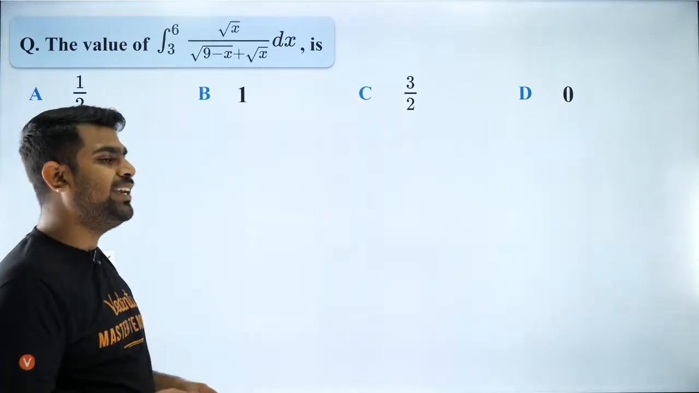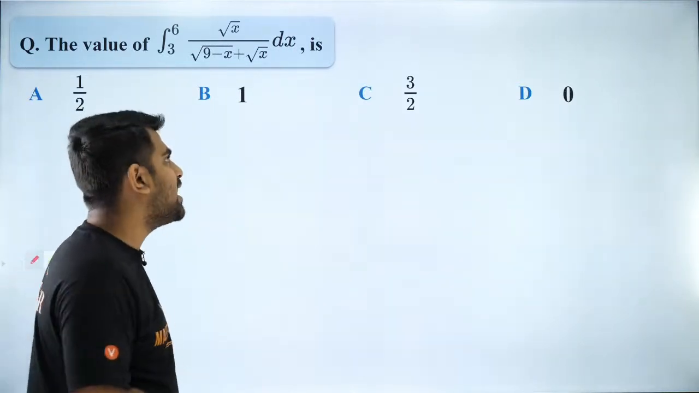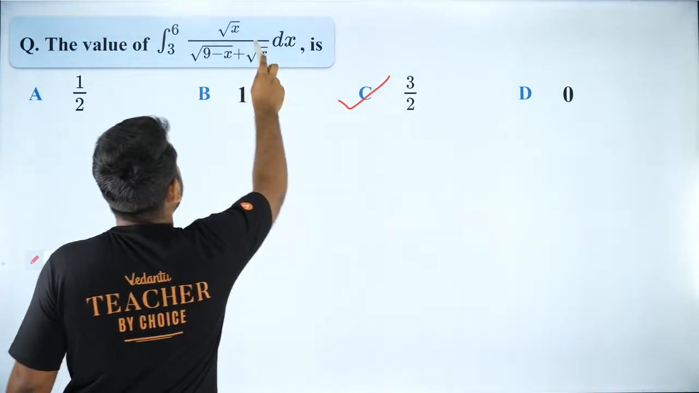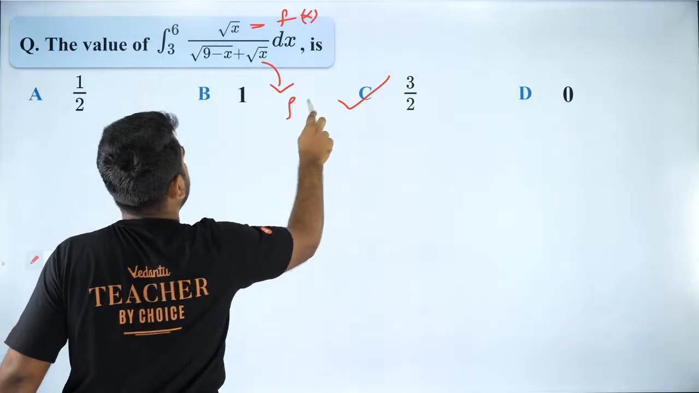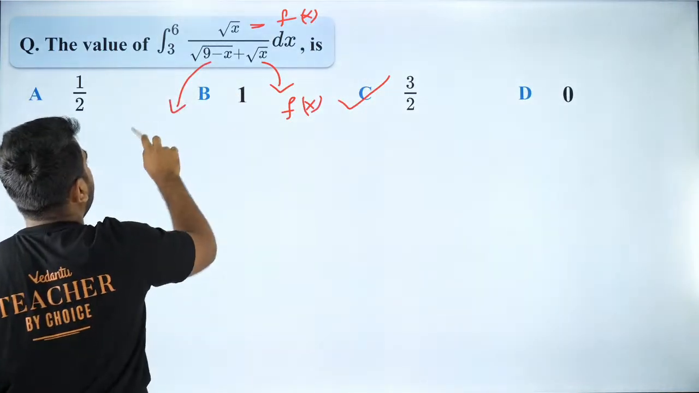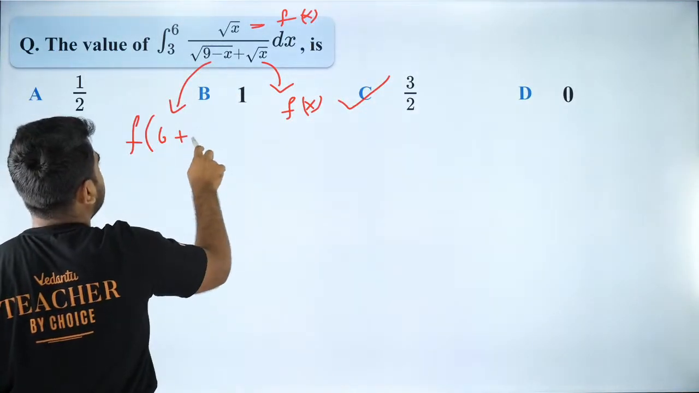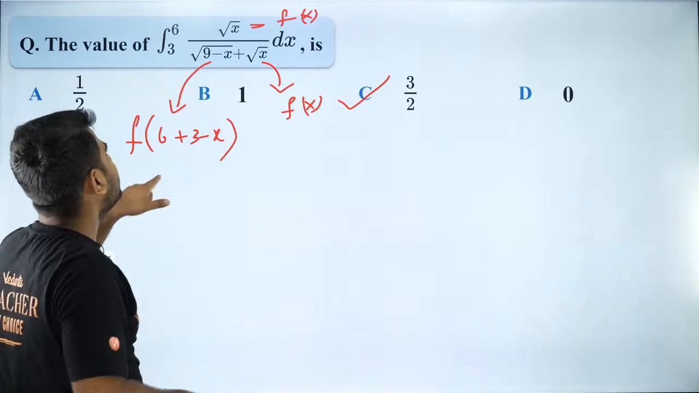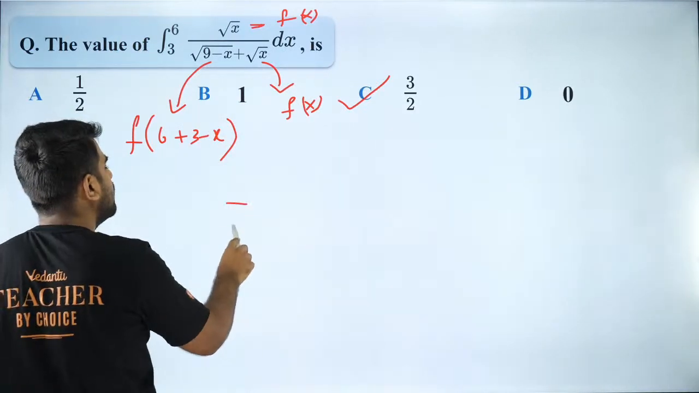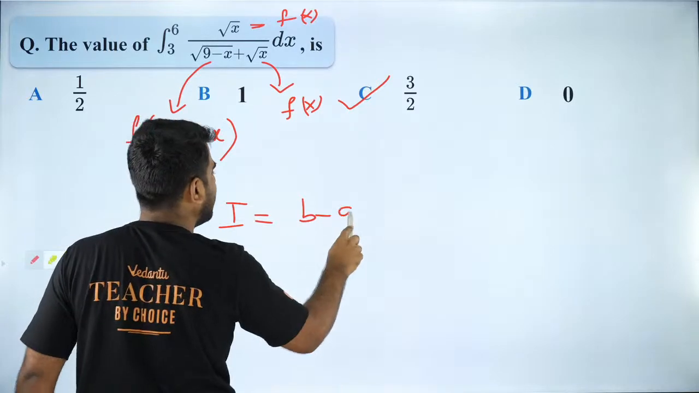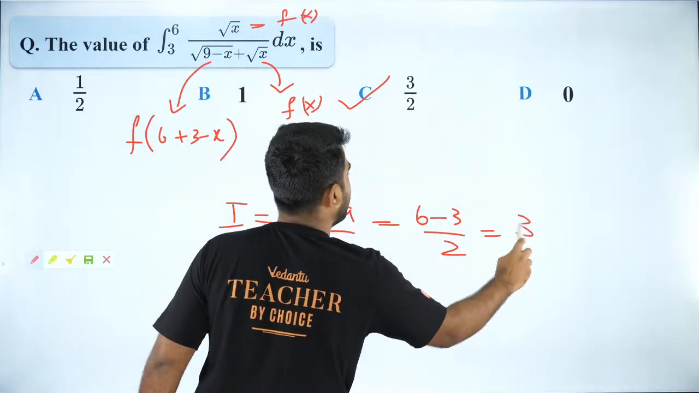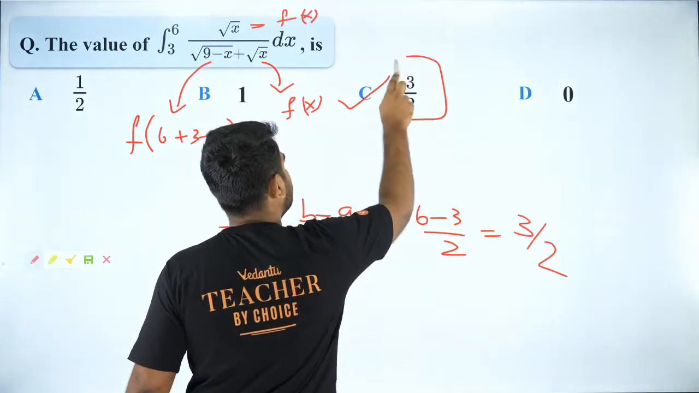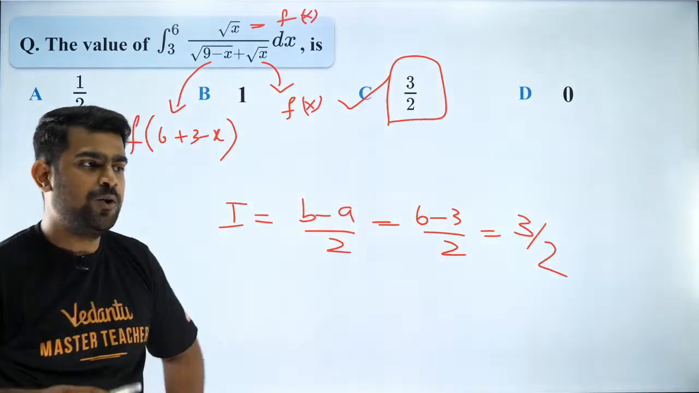You all are right. It is option C, which is the right answer. Why? Because this is my f of x. So this will be f of a plus b minus x. So can I say it falls into that formula? So I is equal to b minus a by 2, which is 6 minus 3 by 2, which is 3 by 2. And that is your option C. Done. Over.